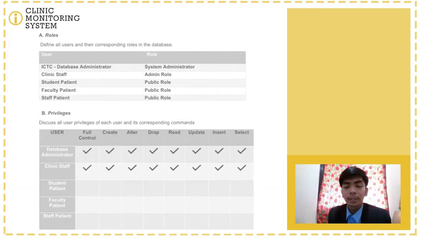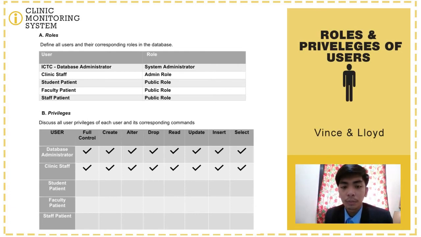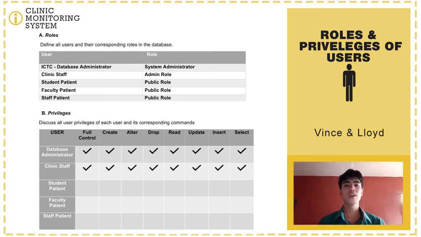Security. Here, there are two types of security, roles and privileges. In roles, we define all the users and their corresponding roles in the database. In the privileges, clinic staff and database admin are the only people who are allowed to have access to the database. They have full control in the database. They can create, alter, drop, read, update, insert, and select in the database.